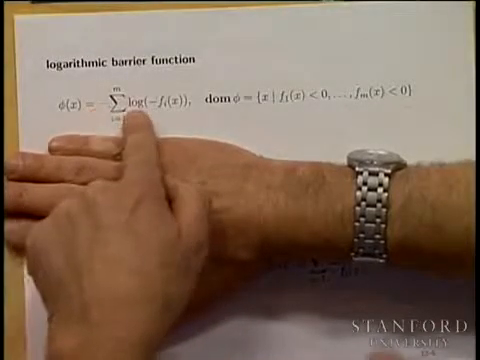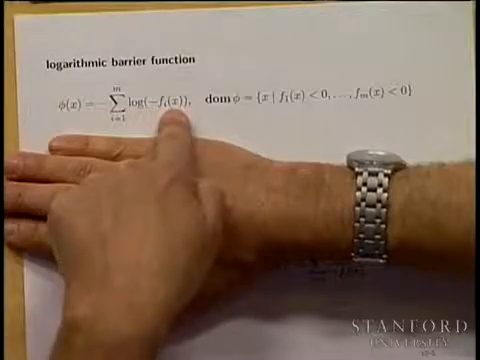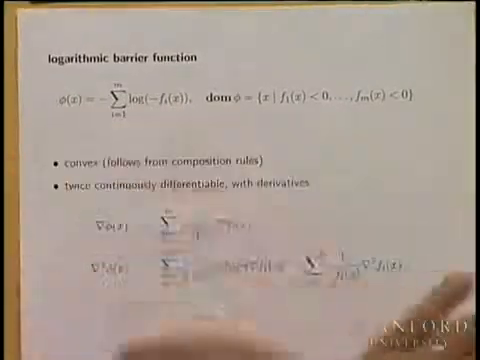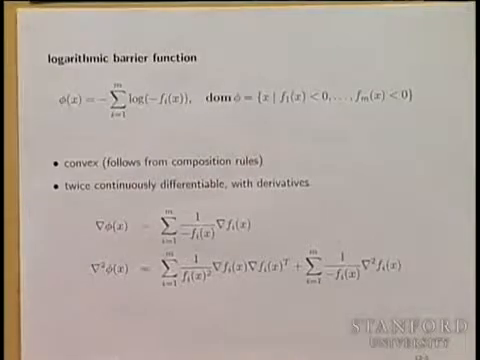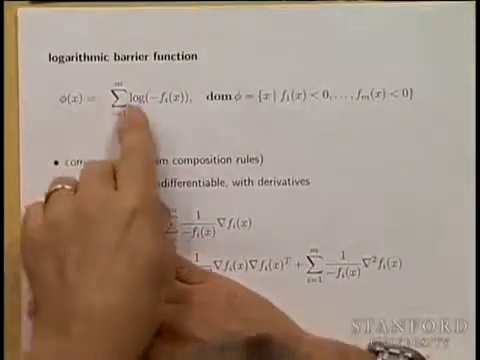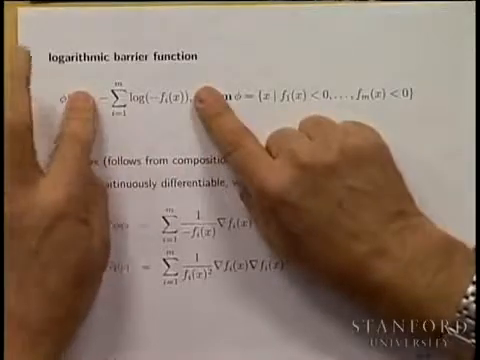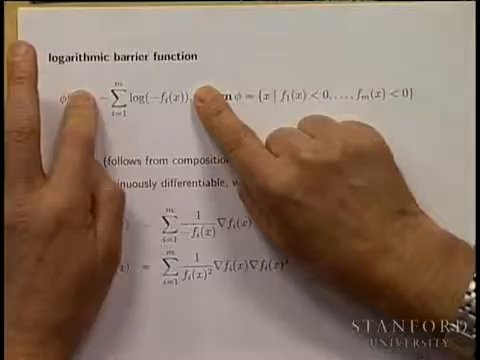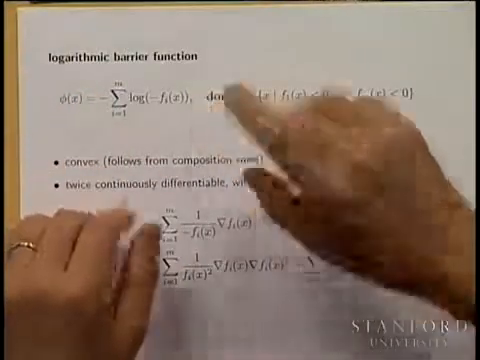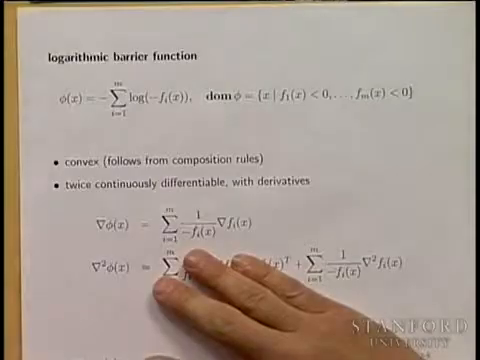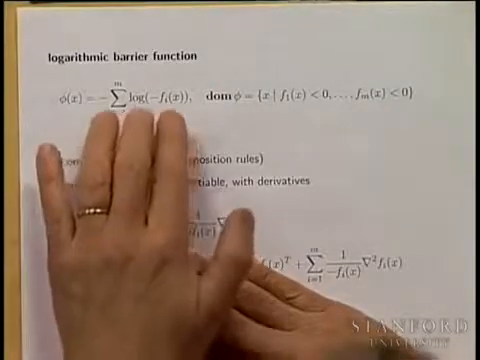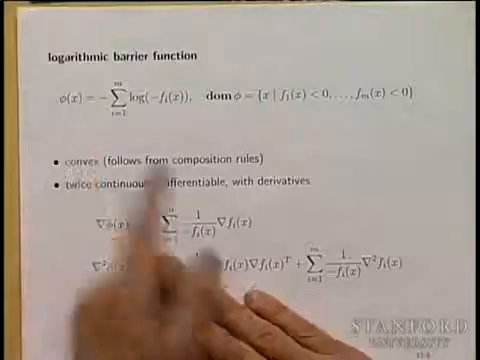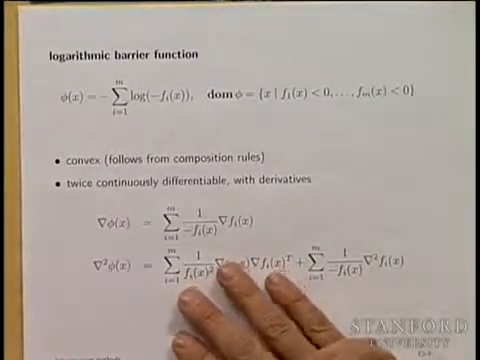So this function here, which is the sum of the minus log of the minus constraint functions, is called the logarithmic barrier function associated with the constraints. So that's the log barrier. And this minus log minus f is a convex function by one of these composition rules, because minus log minus something is increasing and convex, and then f is convex as well, of course. So that's convex.